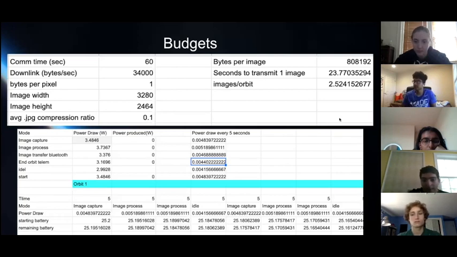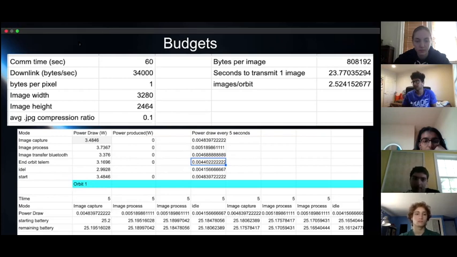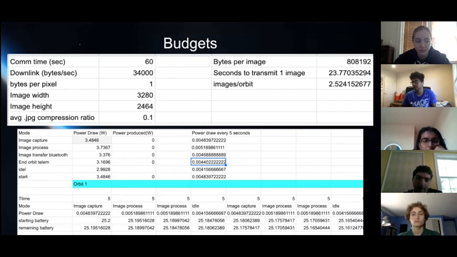And so these are some of the budgets that we've made. These help us basically ensure that we have enough time to send the images that we get. The first one on the top is the link budget. It has a bunch of information that we've determined by measuring: the downlink transfer rate is 34 kilobytes per second on average, and that will change throughout the orbit, but that's the average rate that we use for our calculations. With the image dimensions, we're able to calculate the size of each image and how long it will take to transmit one image.